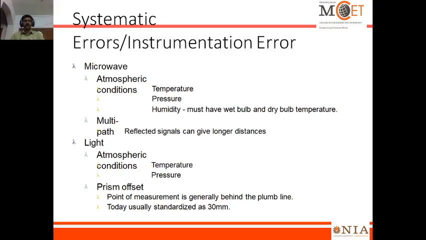Systematic errors are instrumentation errors. For microwave, atmospheric conditions play a major role: temperature, pressure, humidity. You must have wet bulb and dry bulb temperature. Multi-path waves, reflected signals, can give longer distances. For light waves, atmospheric conditions affect through temperature and pressure, not humidity, but the microwave is affected by humidity also. Prism offset: the point of measurement is generally behind the plumb line. Today it is usually standardized as 30 mm.